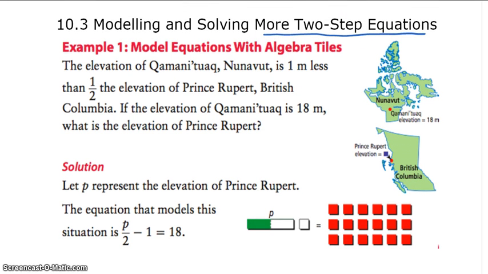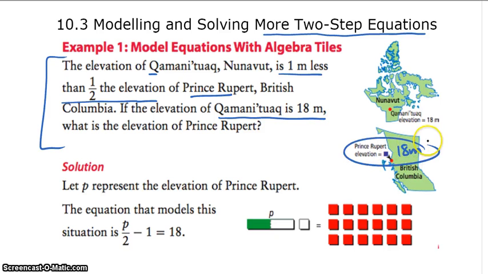This first one is a word problem. There's a scenario here where we're talking about the elevation of Kumantuk. I don't know how to say that, but we'll just call it Q-Town. Q-Town in Nunavut is 1 meter less than half the elevation of Prince Rupert, British Columbia. And then it goes on to say, if the elevation of Kumantuk, Q-Town, is 18 meters, what is the elevation of Prince Rupert? So we got this piece here.